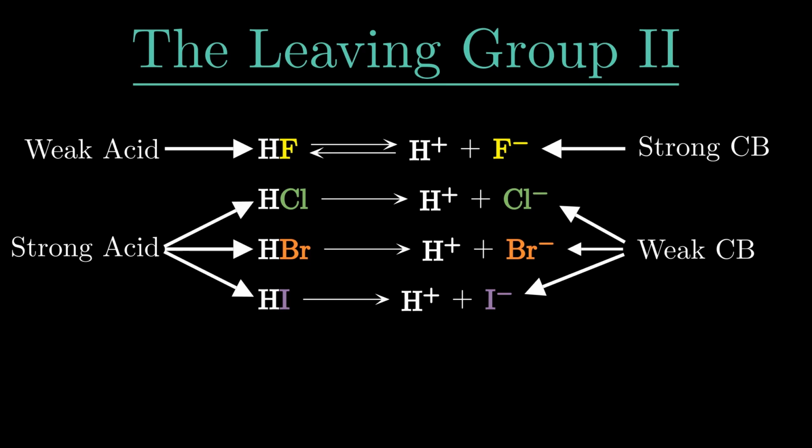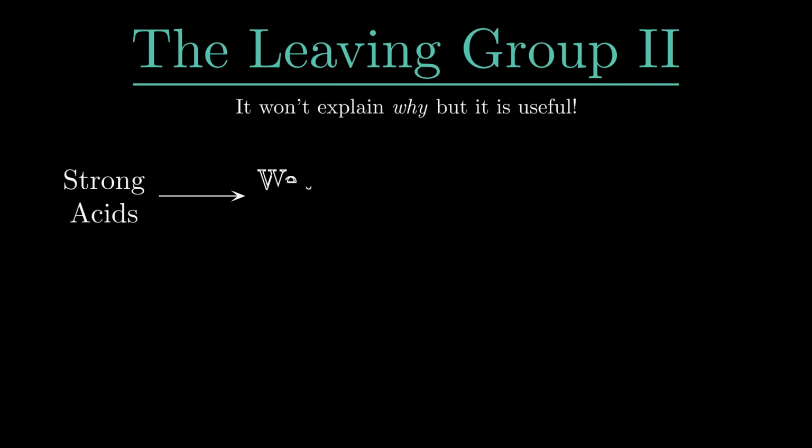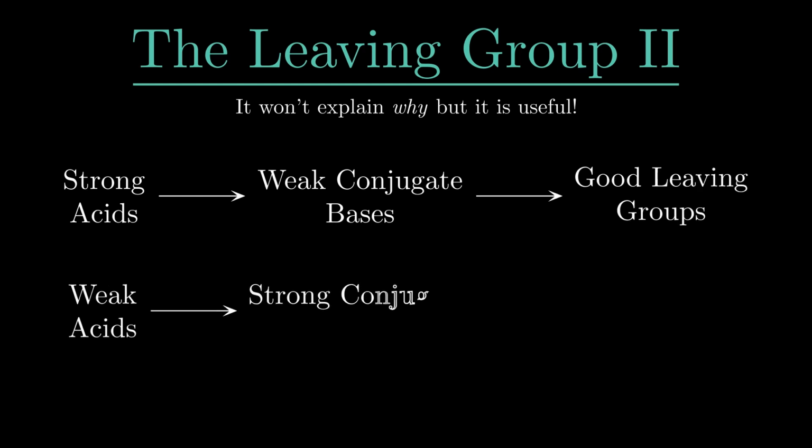It may seem like I've gone on some wild tangent, so let me bring it nearly all the way home with something you should remember even if it doesn't explain anything. Strong acids make weak conjugate bases, and in a different context, weak conjugate bases are good leaving groups. Meanwhile, the weak acids make for strong conjugate bases, which are poor leaving groups.